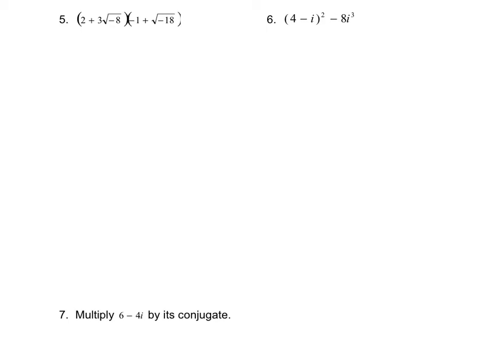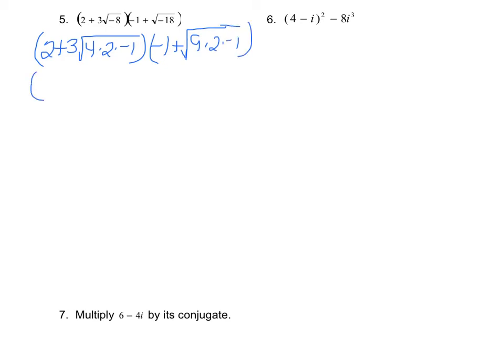We have 2 plus 3. For 8, we want to use 4 times 2 times a negative 1 times negative 1 plus. For 18, hopefully you're on track with me, and we're going to use 9 times 2 times a negative 1.